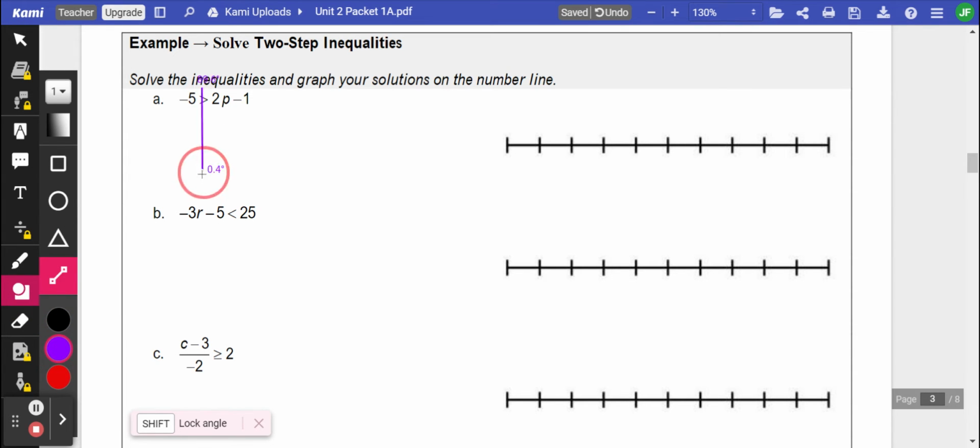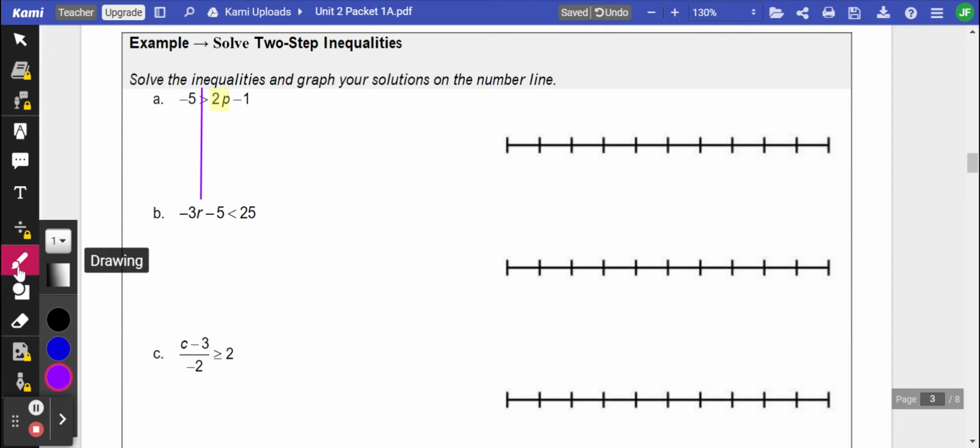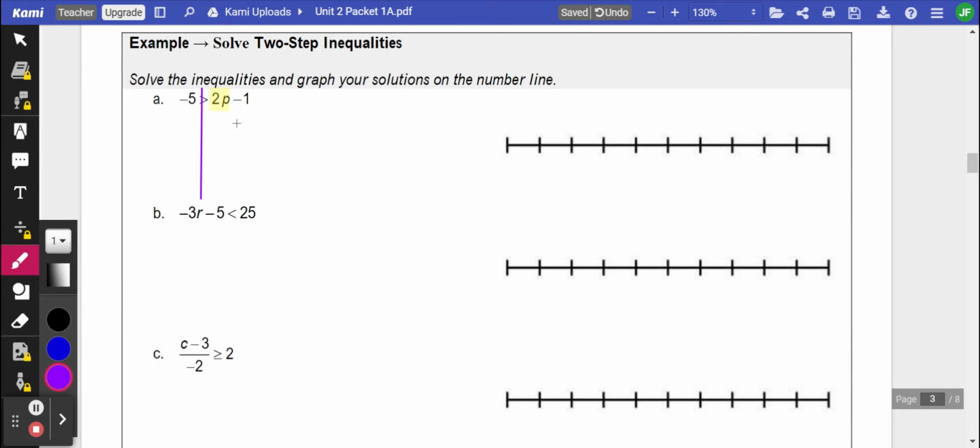But first problem, we're going to start by putting a line through our inequality sign, and then I'm actually going to highlight my variable. I'm going to do this because we talked in the last unit about not being able to touch the part that has the variable until we cancel the other stuff by it. So if I look at this, I have -5 is greater than or equal to 2p minus 1. Now, since the -5 is alone, we don't want to do anything with that. We need to look at the side with the p and figure out how we cancel that -1.